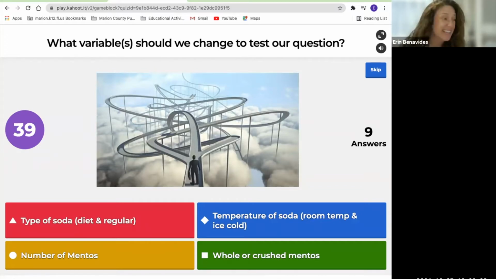What is Alan gonna change? The type of soda, the number of Mentos, the temperature of the soda, whole or crushed Mentos? You're gonna put them to work based on your answers. All right, you got 15 more seconds to put in your answers.